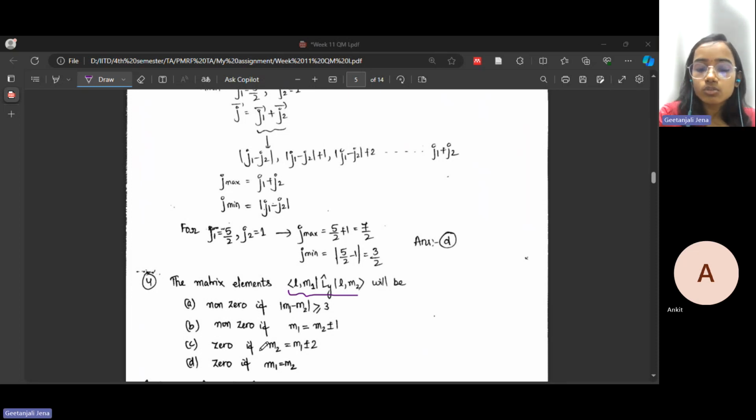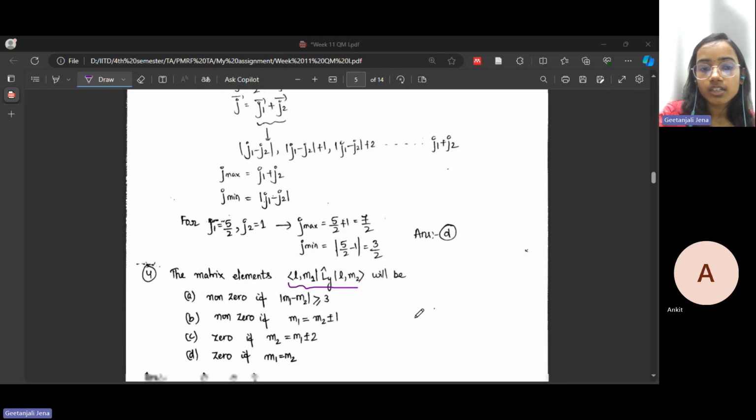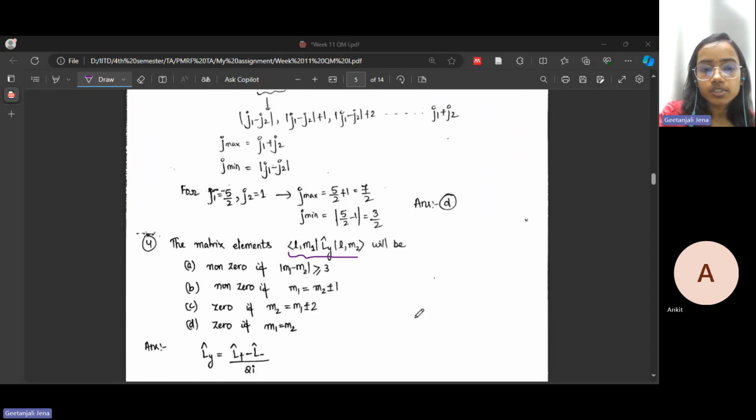So for that, you have to simplify this matrix element. You already know the expression for Ly in terms of raising and lowering operators. So you have to express Ly in terms of raising and lowering operators and simplify the expression individually. Okay, so let us see the steps. Ly is nothing but (L plus minus L minus) by 2i.